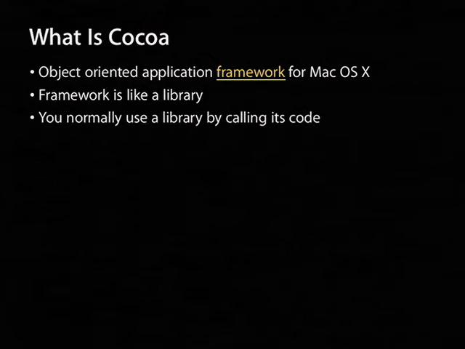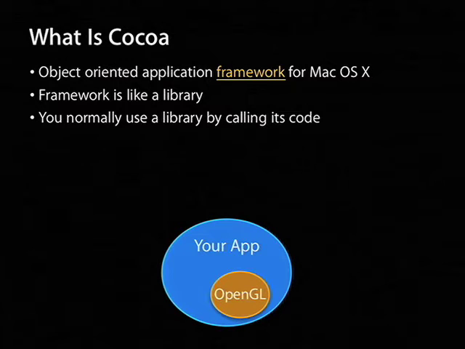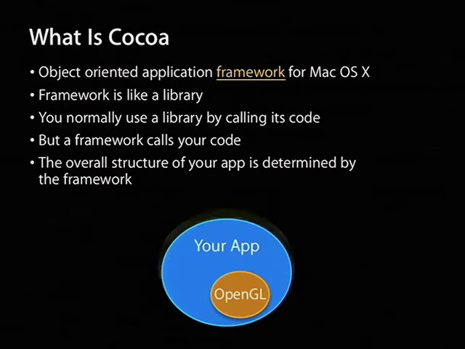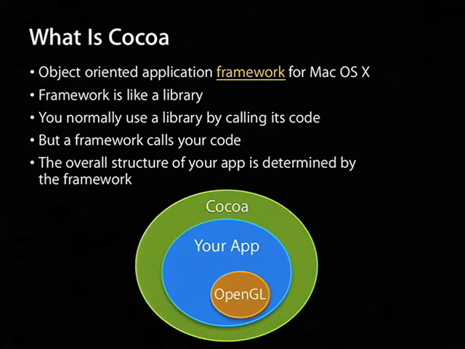For example, OpenGL. And you use a library by calling its code. So how do you use OpenGL? You call OpenGL functions. You can think of OpenGL as sort of being embedded in your application. But Cocoa calls your code. So you can think of your application as being embedded in Cocoa. And the overall structure of your application is determined by Cocoa.